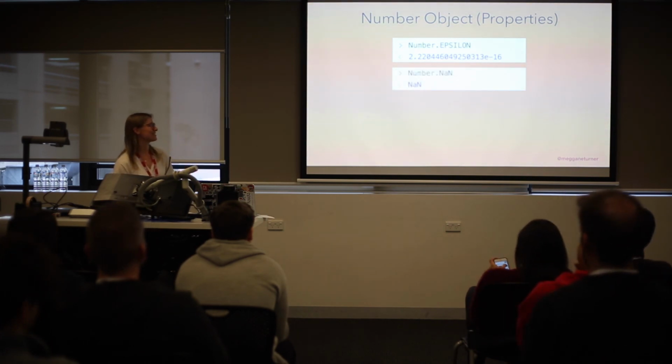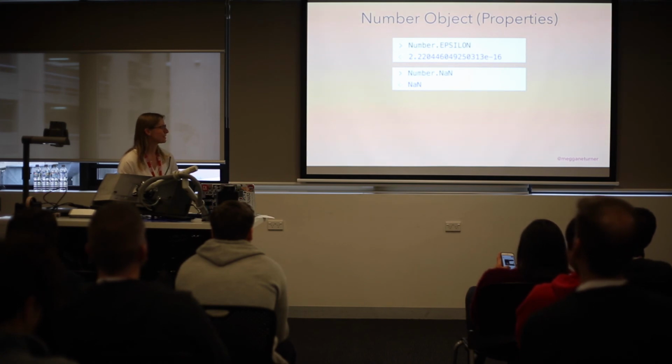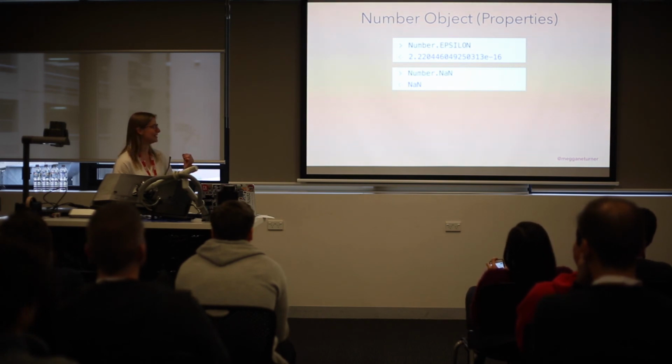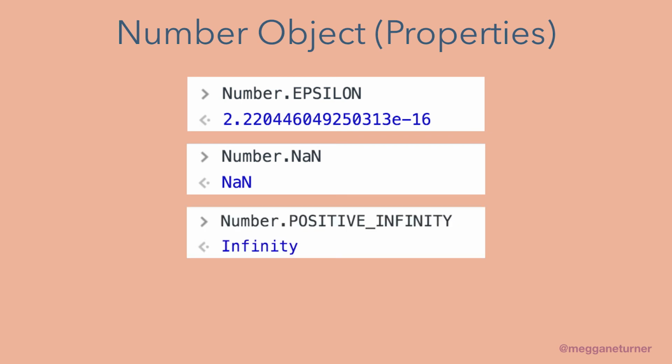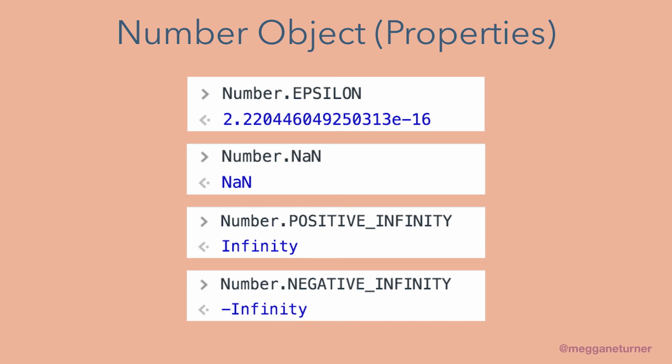Inside of the Number object, we also have NaN. So if you ever feel like you need to access NaN and you want to write 7 extra characters to get it, you can just write Number.NaN. It's revolutionary. Another one that's not going to save you any time typing. Number.POSITIVE_INFINITY will return Infinity, and NEGATIVE_INFINITY will return negative Infinity.